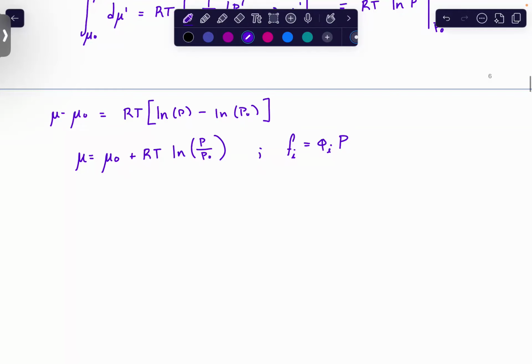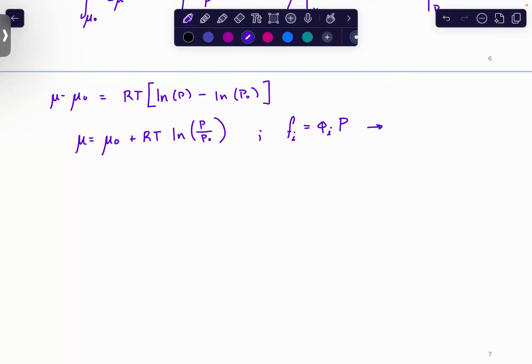All right, well, we can now put these in. So pressure, all right, so that means chemical potential. Now mu zero plus RT ln. Then we're going to have fugacity phi down here.